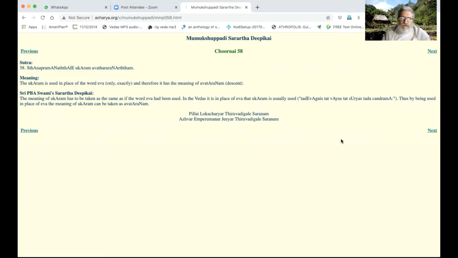But here it says, okay, again, the meaning of the sutra is the ukaram is used in place of the word eva, only or exactly. And therefore, it has the meaning of avataranam or descent. The meaning of the ukara, or the letter U, has been taken as the same as if the word eva is used. In the Vedas, it is in the place of eva that ukara is usually used. And he also gives this quote here. Thus, it is being used in the place of eva to mean the ukara. The ukara can be taken as avataranam or descent.